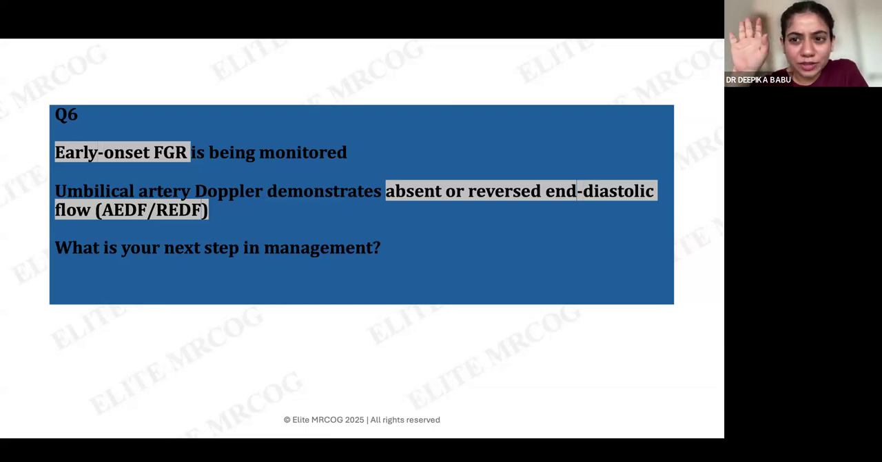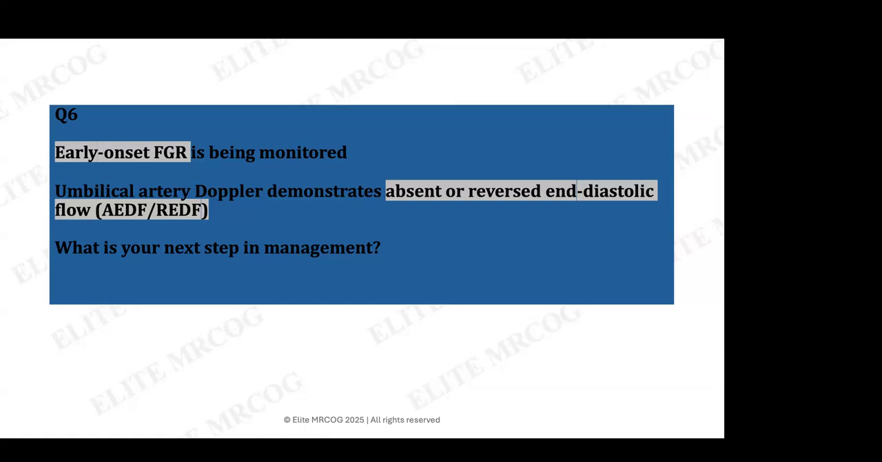Now she's less than 32 weeks. Let's not cross that. Okay, she's less than 32 weeks, say, for example, somewhere around 29, 30 weeks. So now how do you monitor her? Absent or reversed end-diastolic flow is there. How do you monitor her?